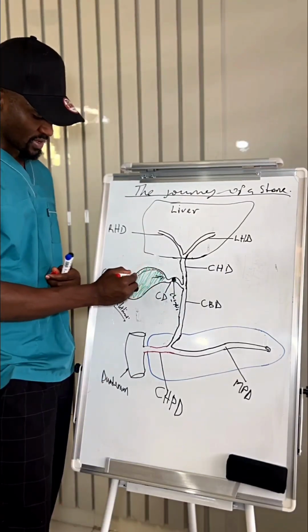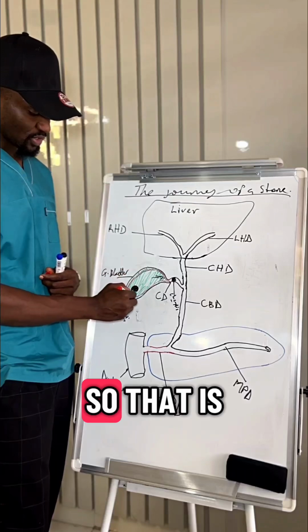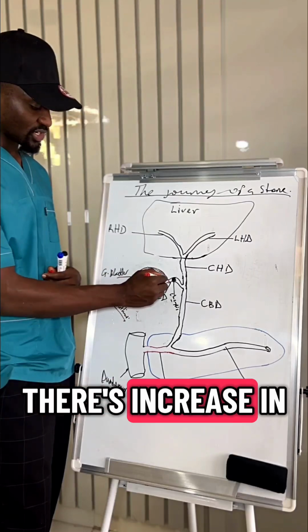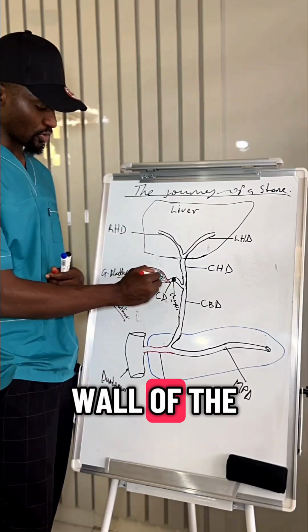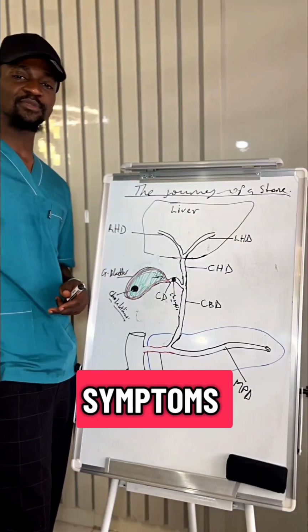Fever, regional pain, and increase in temperature. So that is why on an ultrasound, what do you see? You see there's increase in diameter of the wall of the gallbladder. That is cholecystitis. Now, what are the symptoms you would see?